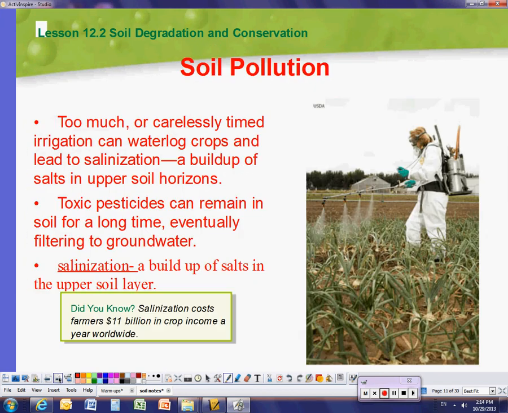Whoops, wrong way. All right, soil pollution. Oh man, this happens all the time. With soil pollution, you have the problem of too much watering. So you can either have waterlog or you can have salinization. Salinization, this nice fun word down here.